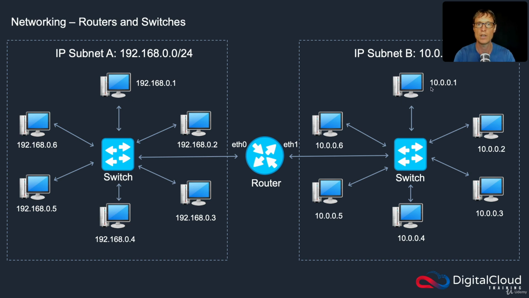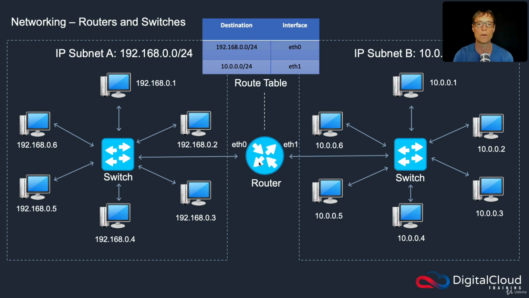So if computer 10.0.0.1 wants to connect to 192.168.0.1, it will send some data to the router, and it's going to say to the router, do you know where this address range is? Because I need to find this computer. And the router has something called a route table. And this is a very simple scenario.